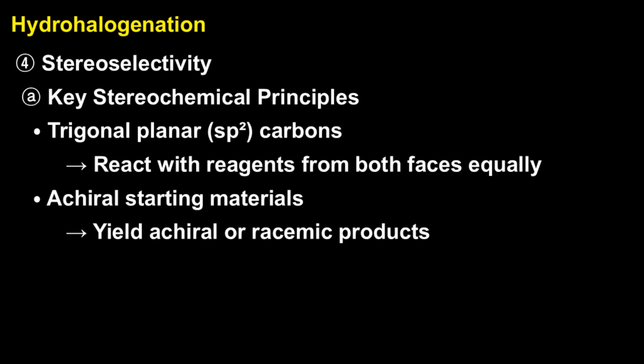Now let's shift gears and talk about stereoselectivity. There are two important things to keep in mind. First, alkenes are sp2 hybridized, which means the double-bonded carbons are flat with a trigonal planar geometry. So when a reagent comes in, it can approach from the top or from the bottom, and both are equally likely. Second, if your starting molecule is achiral, then your product will either stay achiral, or if chirality is introduced, you'll get a racemic mixture. That means you'll form both enantiomers in equal amounts. So bottom line, even though this reaction is regiospecific, it's not stereoselective.